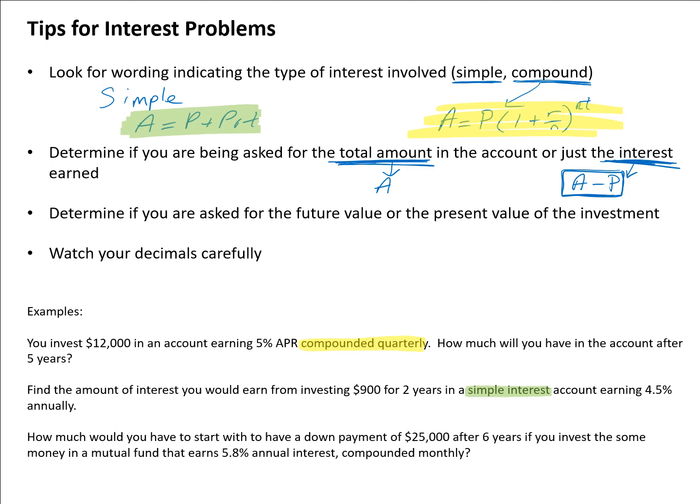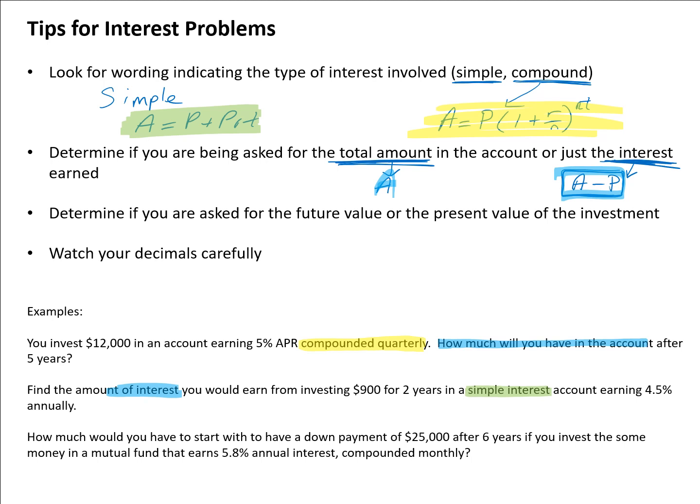So we can see that in our examples below. If we look carefully, in the first problem, it says you invest 12,000 in an account earning 5% compounded quarterly. How much will you have in the account after 5 years? That's asking for the amount, A. Whereas in the second example, it says find the amount of interest you would earn, and the interest would be A minus P. So you need to look carefully at what it's asking you for.